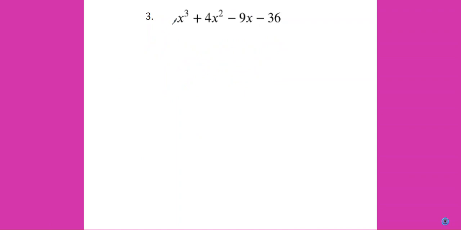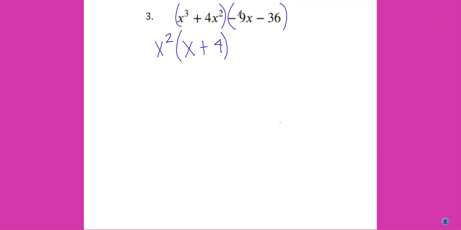All right, so in number 3, we don't have a greatest common factor for all four terms. So I'm going to group the first two, group the second two. The first two have a greatest common factor of x squared. And when I factor that out, I'm left with x plus 4.